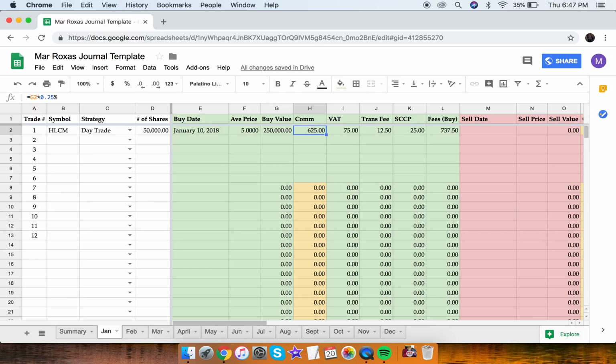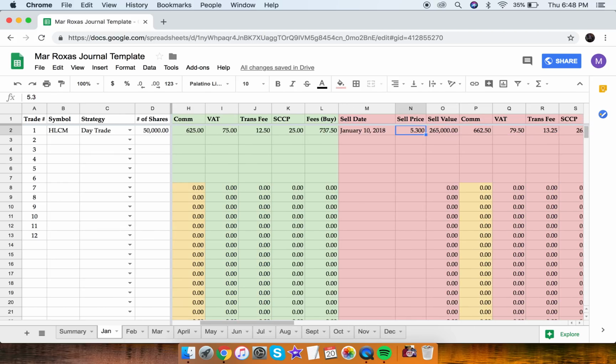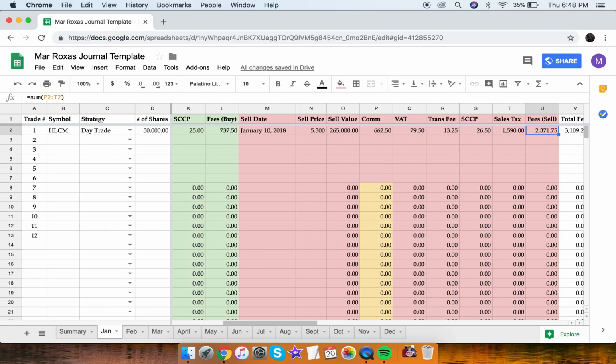Okay? So, on the same day, because this is a day trade, when we started, the end in mind is that we will trade the whole sim on a single day. So, day trade is what we put. Sell date should be the same, right? January 10, 2018. Our sell price, let's say, because we bought it at 5, we sell at 5.3. So, automatically, at 5.3, there will surely be a profit.